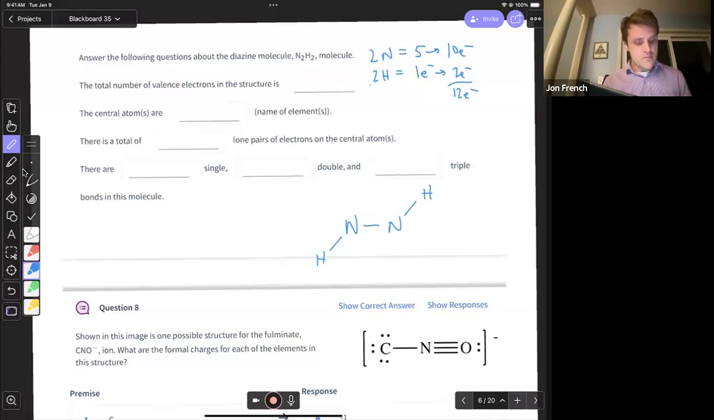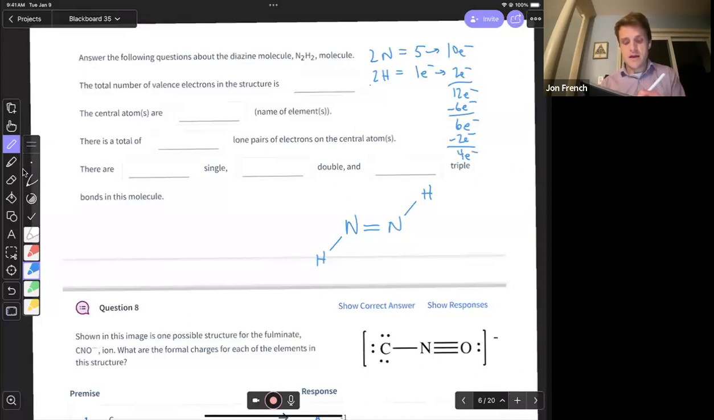So far, we've assigned 6 electrons as bonding electrons. So we've got 6 electrons left to assign. We've got to fill the octet of nitrogen. So I'm going to put 1 double bond there. That assigns 2 more electrons. I've got 4 electrons left.